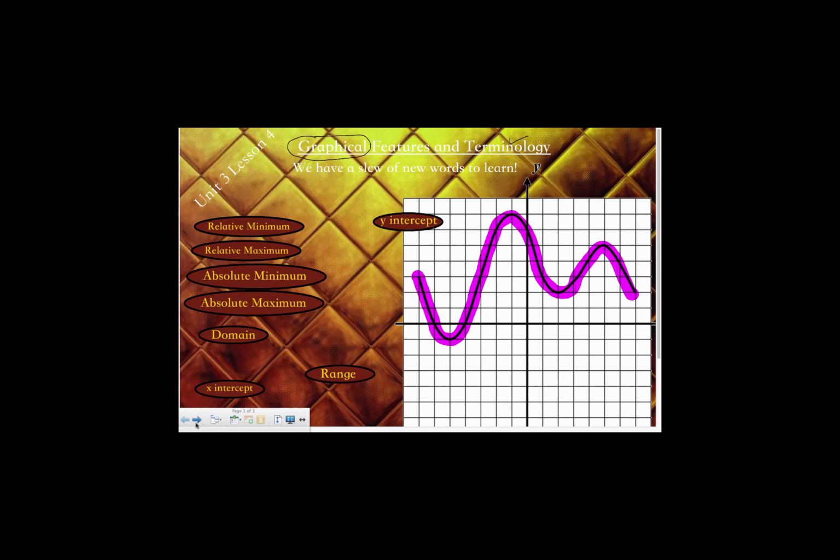So as a matter of fact, right now, we are going to write this down, and this will be your first vocabulary. Y-intercept: where the graph crosses the y-axis.